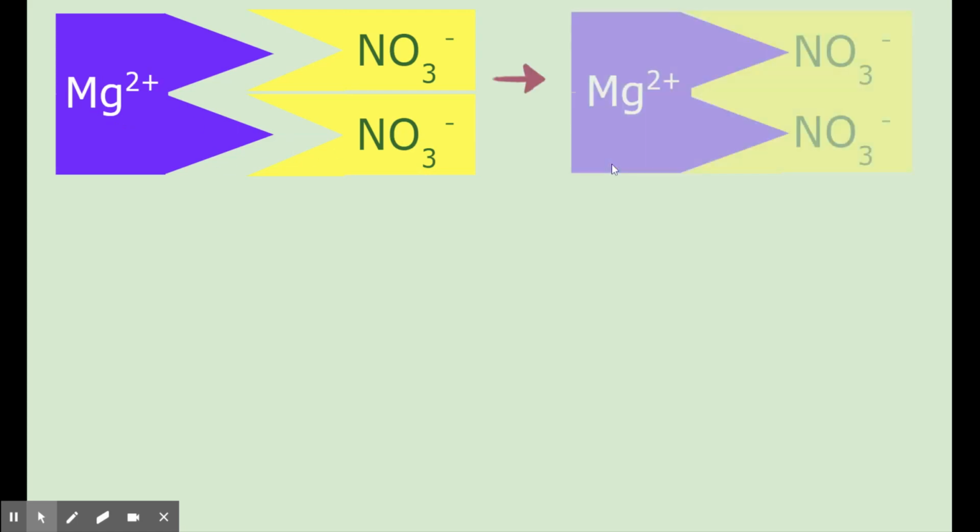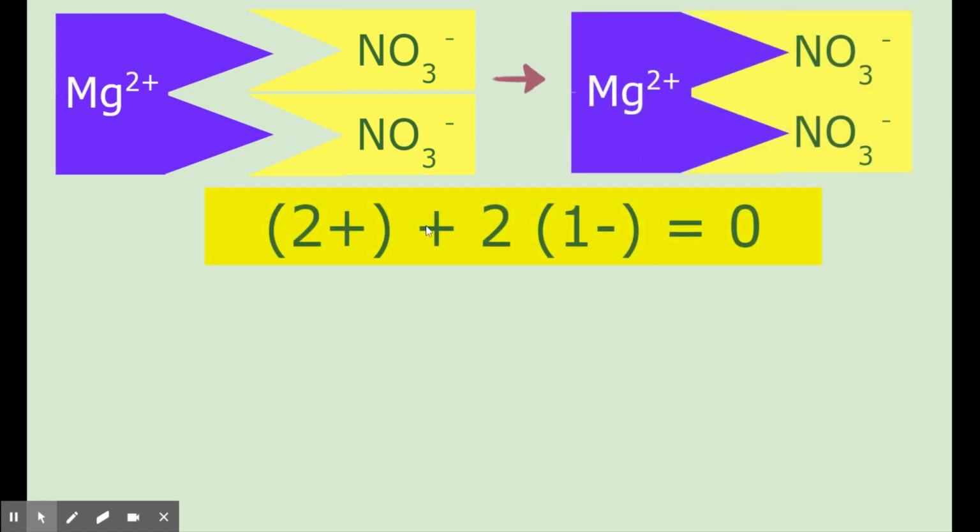Let's look at another example. This time we've got two nitrate ions and one magnesium ion, so that we can get the charge balanced. When we calculate once again, we have a positive 2 charge plus 2 minus 1 charges. Altogether, the overall charge becomes 0. So the chemical formula we need is 1 magnesium and 2 nitrate ions.